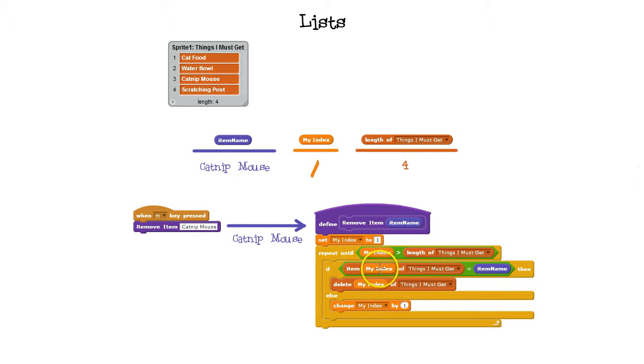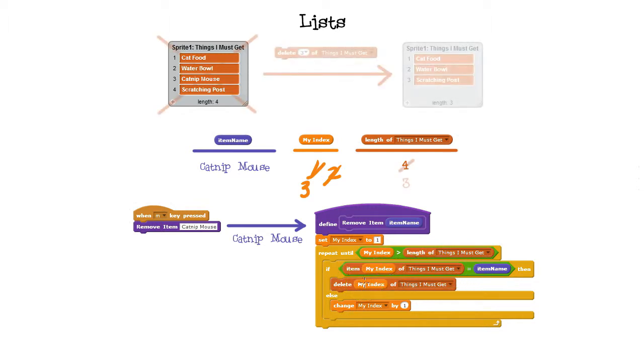Item 1 is cat food. Cat food is not equal to catnip mouse, so my index is increased by 1. It becomes 2. Item 2 is water bowl. Water bowl is not catnip mouse, so my index is increased to 3. 3 is not greater than the length of the list, so it compares catnip mouse with catnip mouse. They're equal. It deletes catnip mouse from the list.